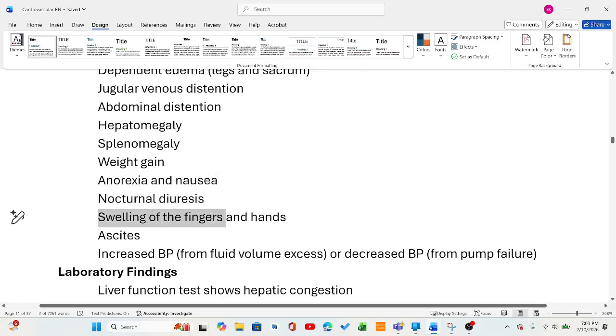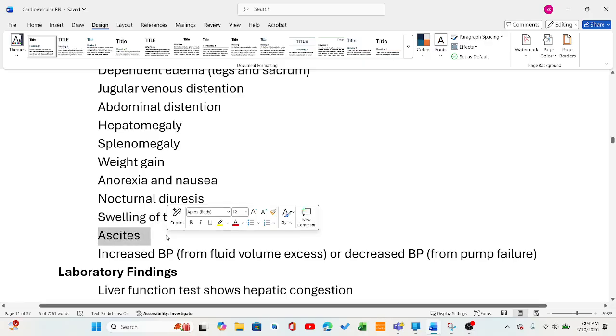Then we have swelling of the fingers and the hands. Remember, it's the right side, so it's systemic swelling. And then if they have a liver failure, they might also get what we call ascites, where their belly gets bigger and bigger and bigger. So to bring the fluid out, we use what we call paracentesis.